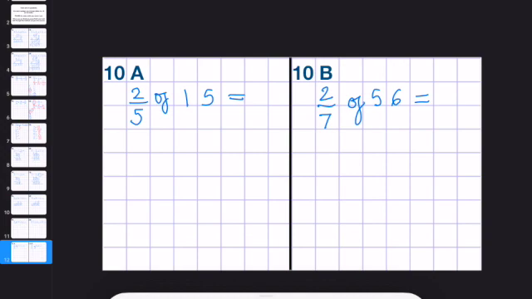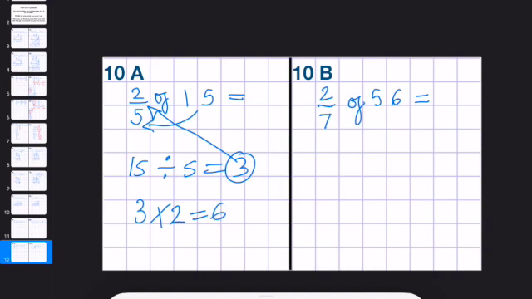Okay, let's do 2/5 of 15. So we're going to do 15 divided by 5, which is 3. Now we're going to do 3 times 2, which is 6. So the answer for that one is 6. For this, we're going to do 2/7 of 56. We're going to do 56 divided by 7, which is 8. And then we're going to do 8 times 2, which is 16.